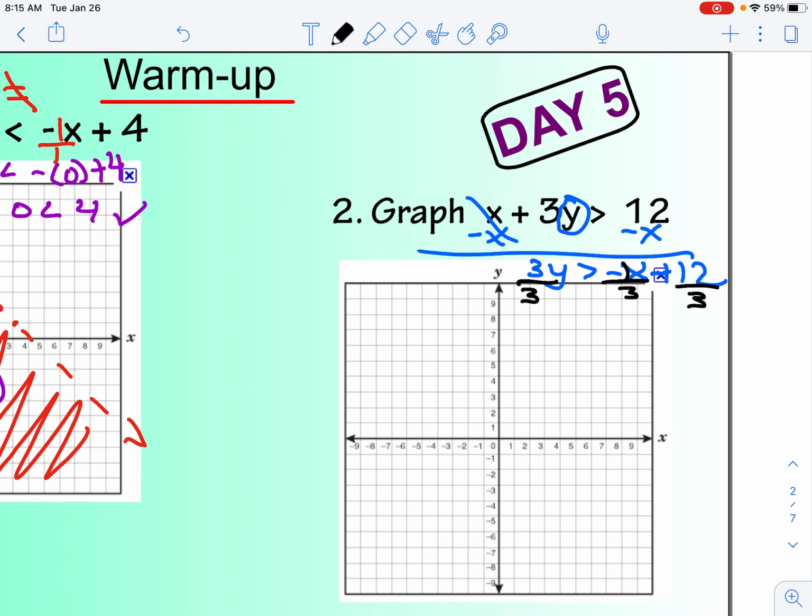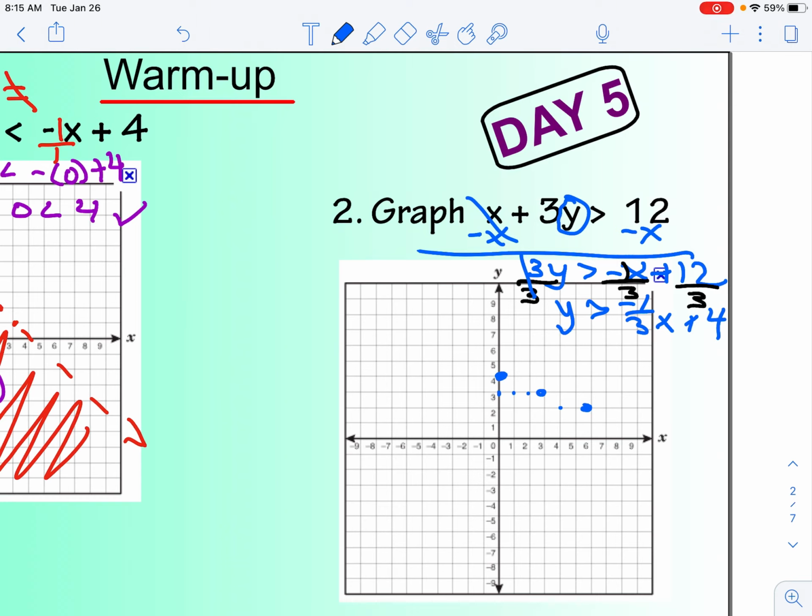And remember, there's a 1 in front. So now as we simplify this, right here, we would get y. And again, I didn't multiply or divide by a negative, so I keep the inequality symbol the same. And so this would be -1/3 x plus 4. So now I again graph my y-intercept, and now my slope is down 1 and to the right 3, down 1 to the right 3. Whoops, yeah, I did go 3.